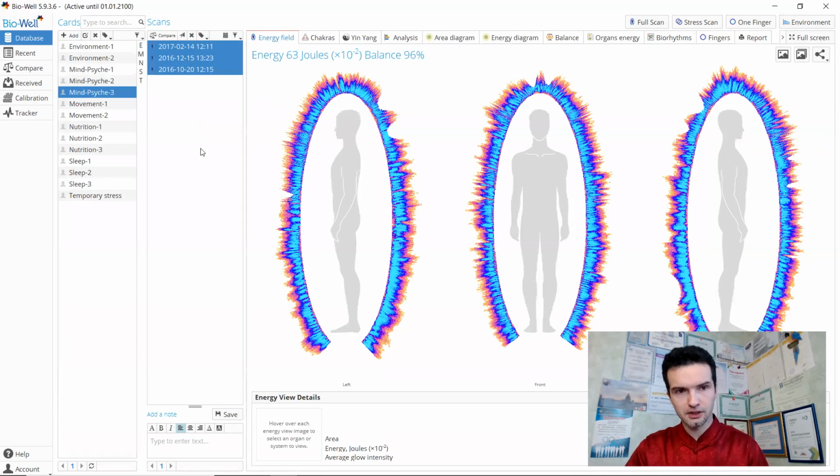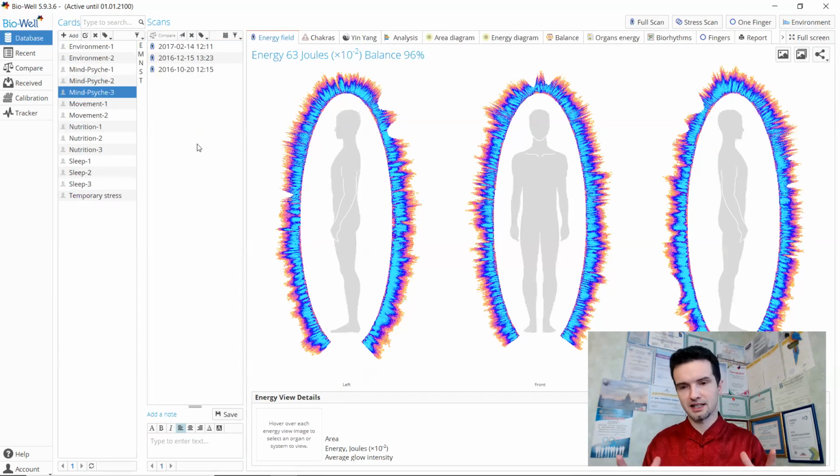So whenever you are analyzing the mindset and psyche, one of the main things to look at is chakras. And the more scans you can make, the better your interpretation will be. Well, the basic interpretation of chakras is given in the software, in the manuals. You can read it there and apply it. We will not touch it here.